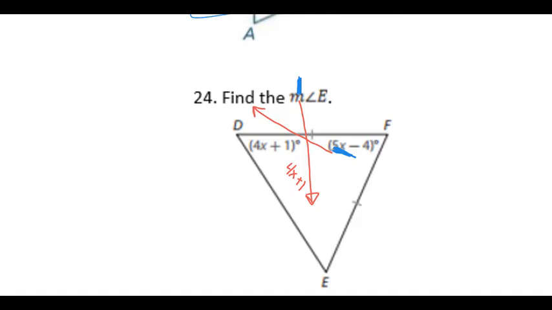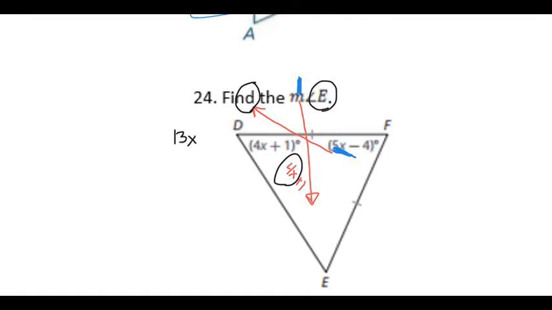Now I could set up an equation with the Triangle Sum Theorem, which says that all the interior angles of a triangle sum to be 180, which would mean, for me, that I need to add my 4x, my 5x, and my 4x over here. That's going to turn out to be 13x.